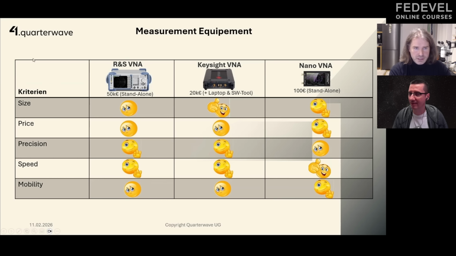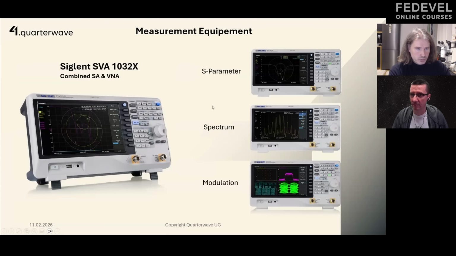Yeah, no problem here. There are different devices, so sometimes also devices like the nano VNA are enough for measurements. It doesn't need to be always the best one. And what I told you, I use this one here because I can measure S parameters, spectrum, also modulation, and this is very cool because it's also affordable, $2,000 or $3,000, and you have here 3 devices in one. So it's very, very nice here.